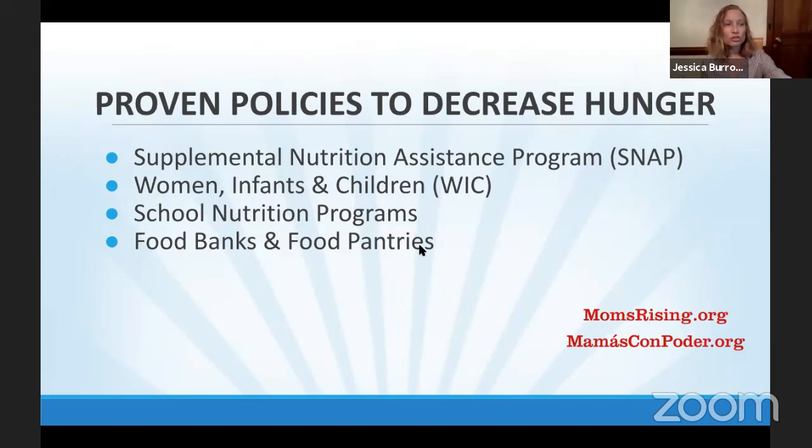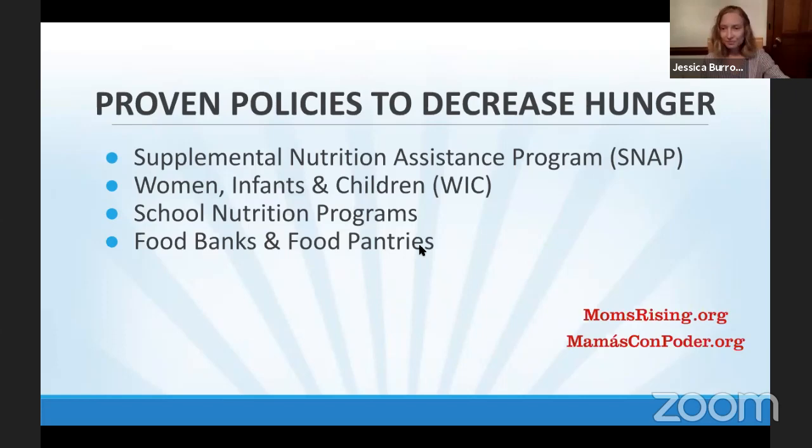A food bank is a nonprofit that safely stores millions of pounds of food that will soon be delivered to food pantries scattered throughout the state. And there are 7 food banks in North Carolina.